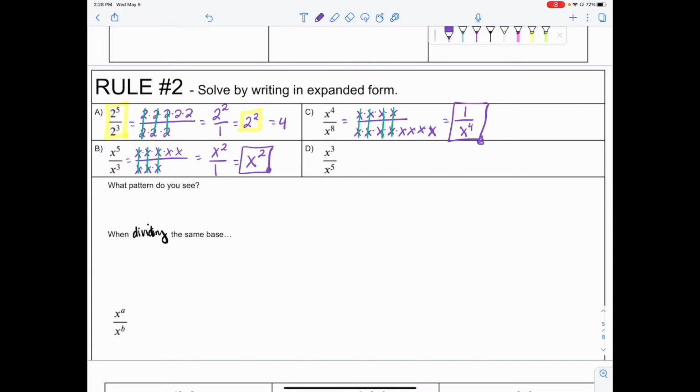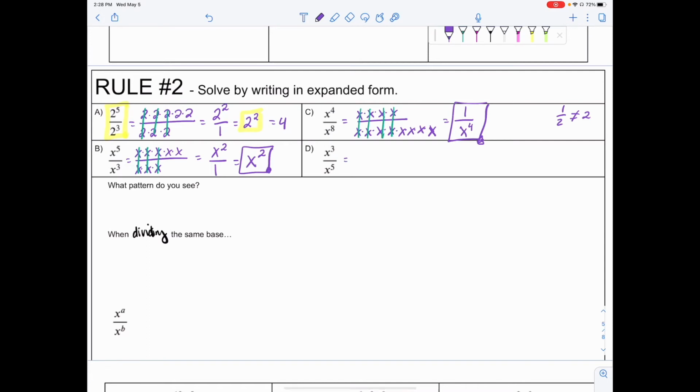Now note, I have to have the 1 in the numerator, right? 1/2 is not the same as just writing 2. Right? We can't just leave off the 1 if it's in the numerator. So you have to leave it as 1 over x to the 4th.